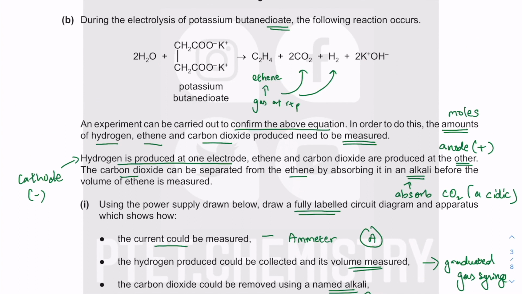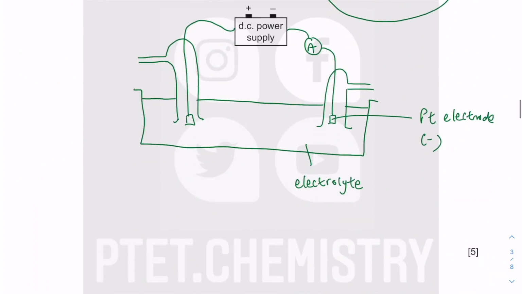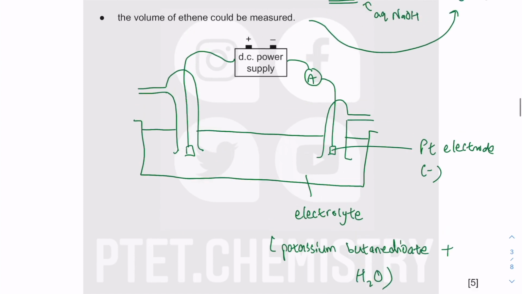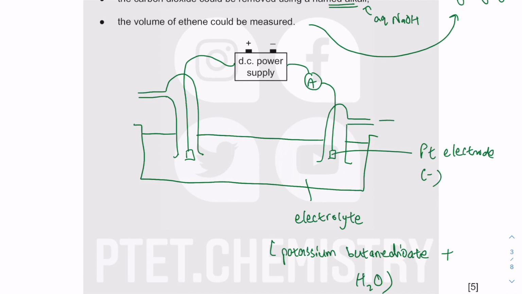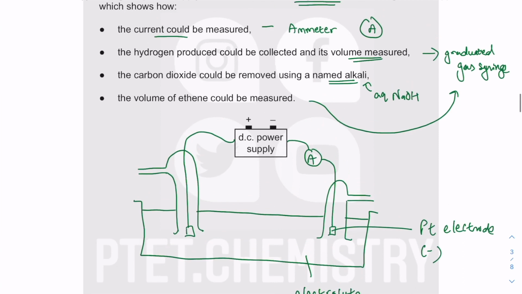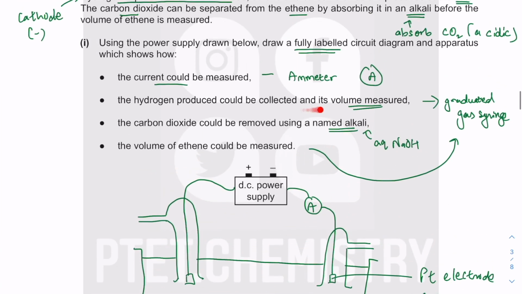And what was my electrolyte? H2O and potassium butanedioate. So potassium butanedioate plus H2O. Okay. What else? This will be the H2 gas, but I also want to collect the H2 gas. Remember, H2 gas, you need to collect it and you need to measure the volume.